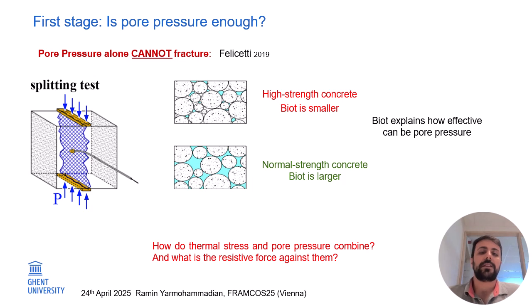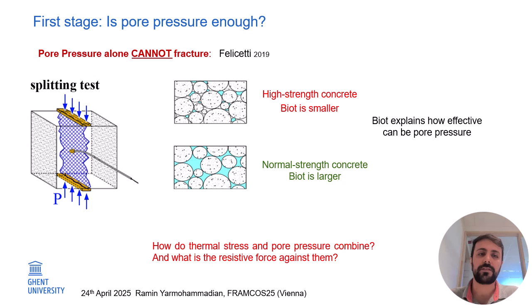For example, in high performance concrete there are fewer pores, so the pore pressure is not as effective as it is in normal grade concrete. In normal grade concrete, since we have a high number of pores or damage, there is more area in which the pore pressure can work effectively. So the Biot number, which connects the pore pressure with the effective reduction in the tensile strength, depends on the pores. But the question is, if the pore pressure alone cannot overcome the tensile strength, how can we reach there?